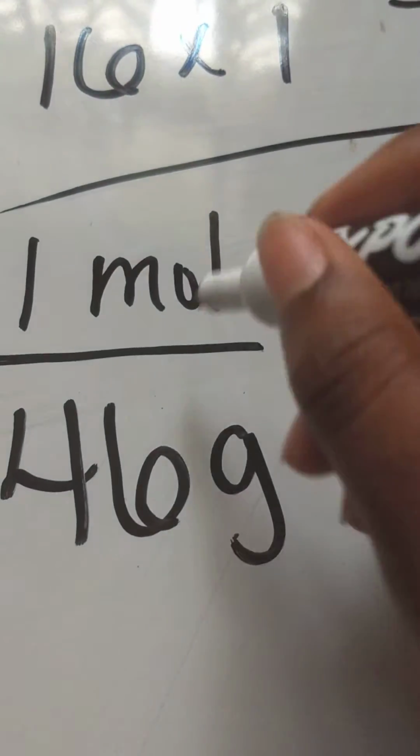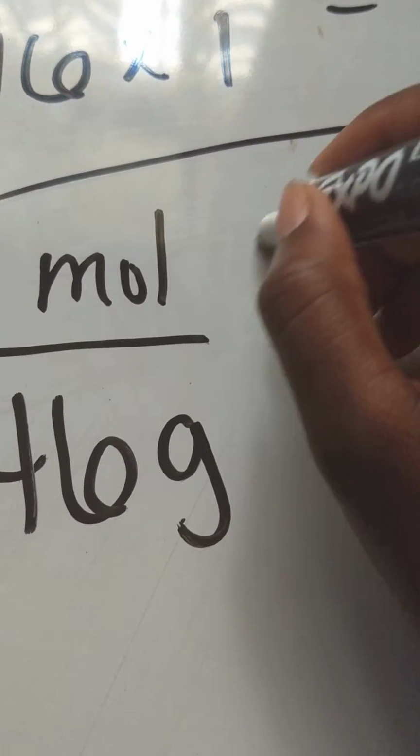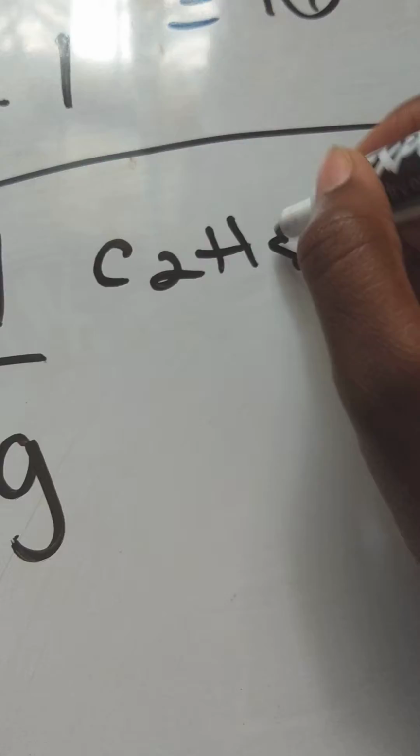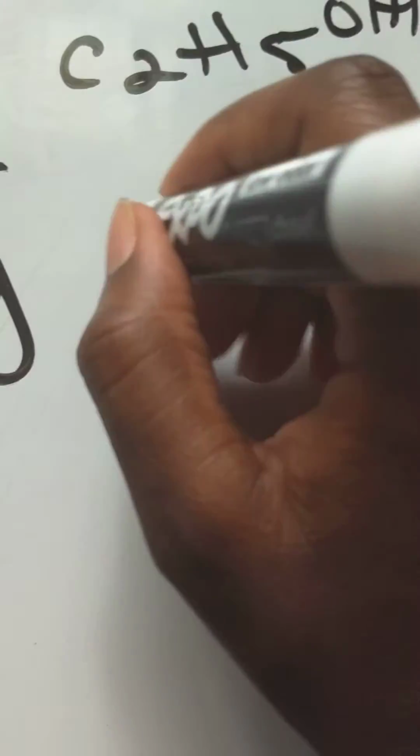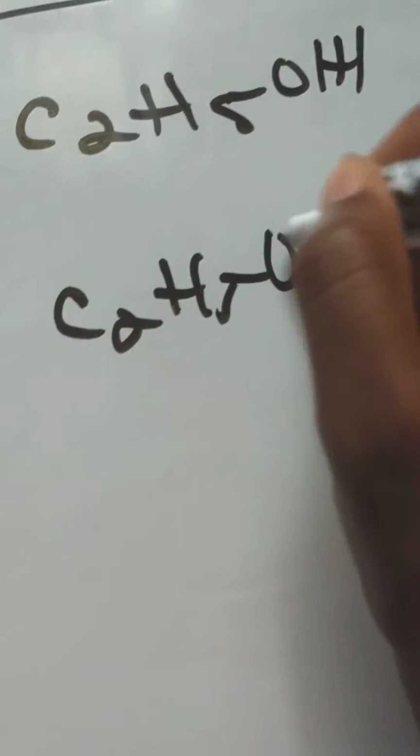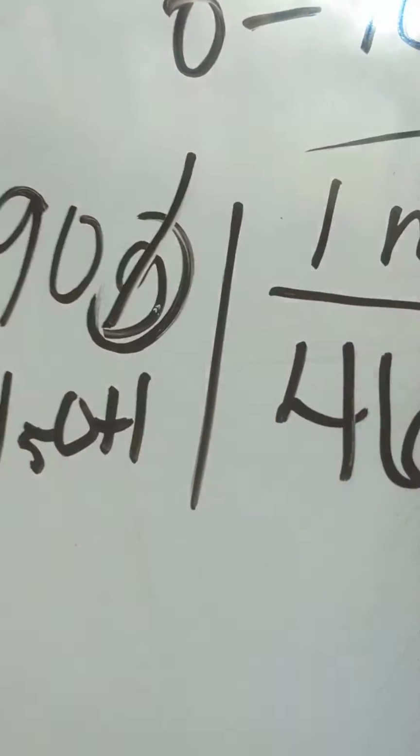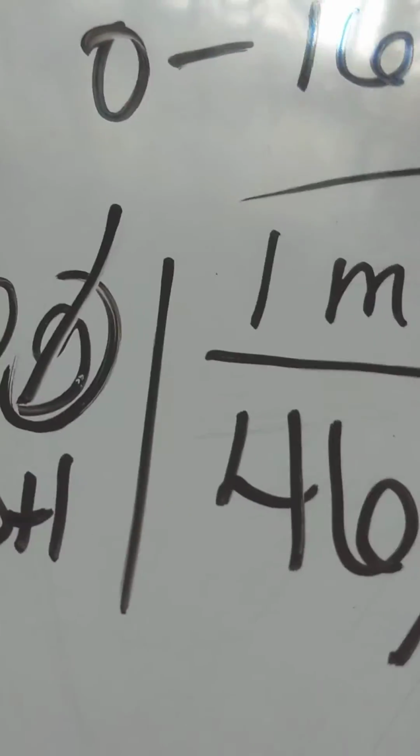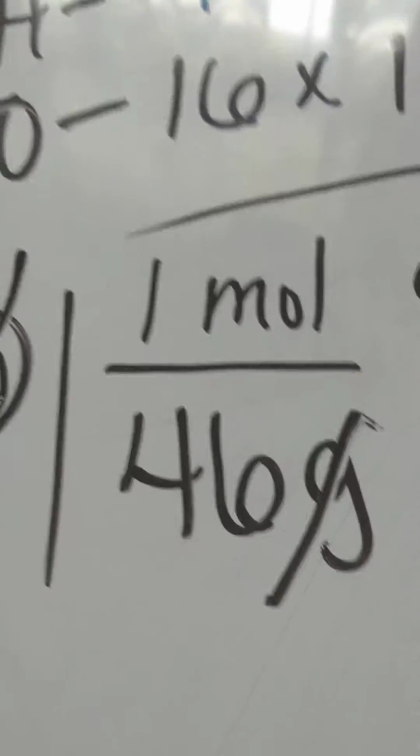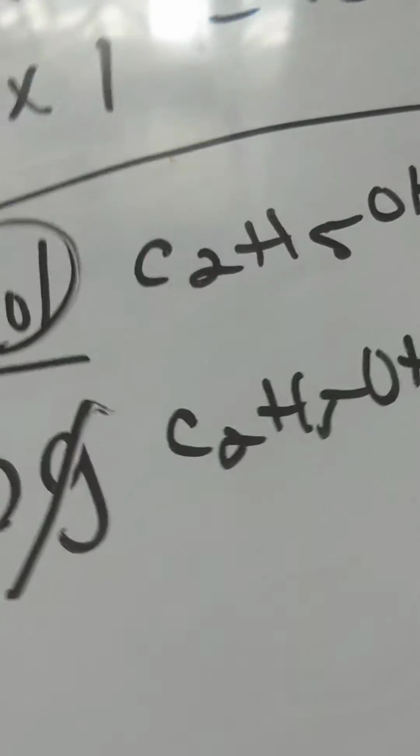Okay. C2H5OH, C2H5OH. Okay, so these two cancel out, and we are just left with moles, which is what we want.